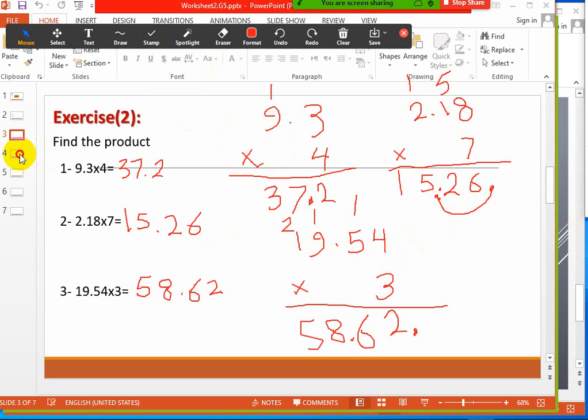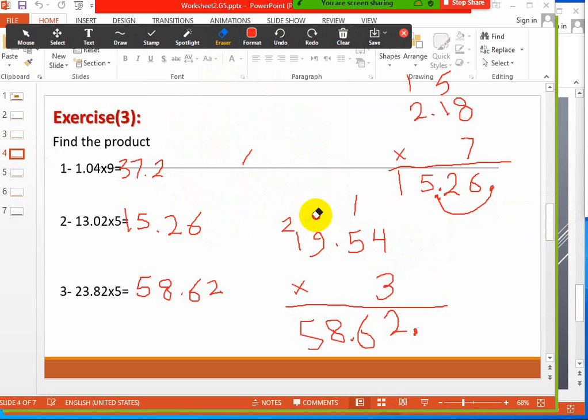Okay, now let's move to the next exercise. Now I want to multiply another number.